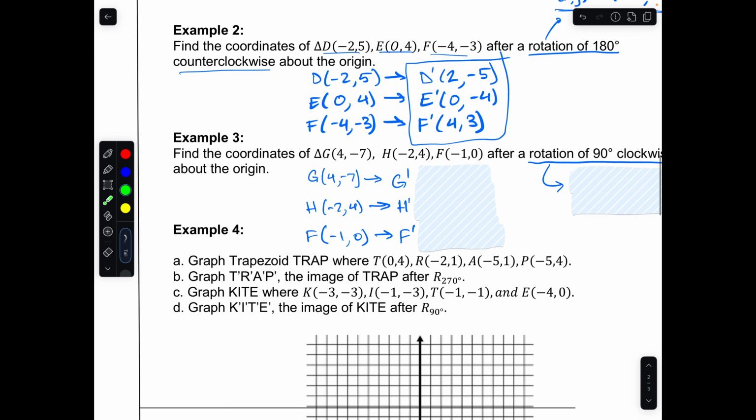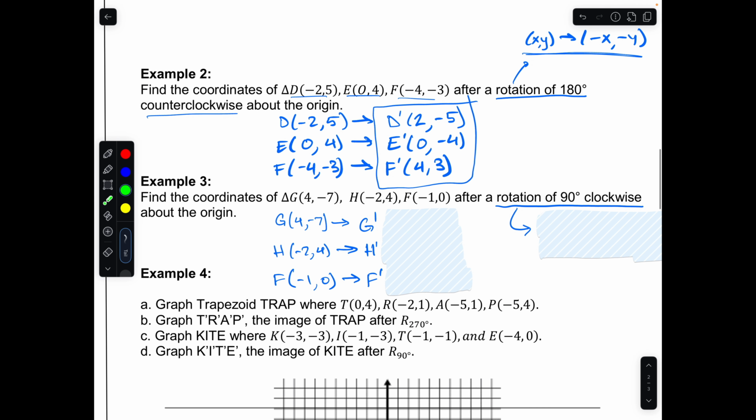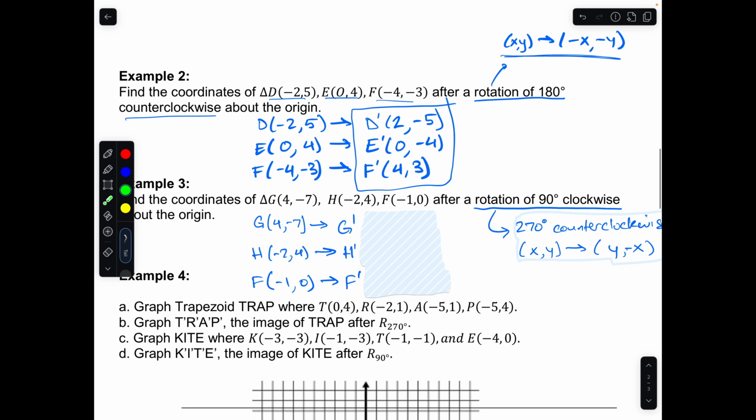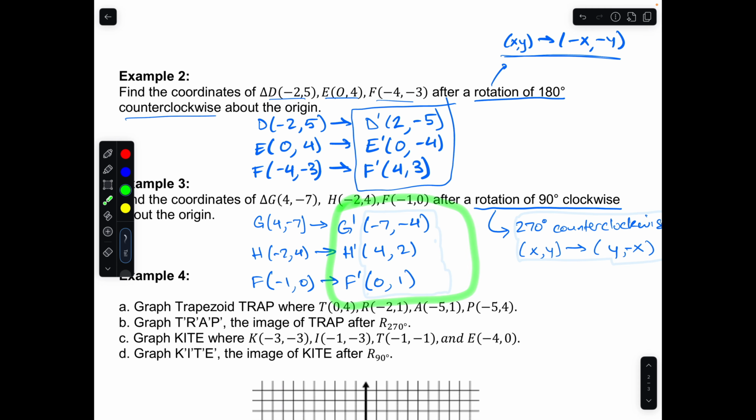Okay, hopefully you used this rule. 90 degrees clockwise is the same as 270 degrees counterclockwise. So that means (x, y) should be going to (y, negative x). And that should map G, H, and F to G prime, H prime, F prime at negative 7, negative 4; 4, 2; and 0, 1.